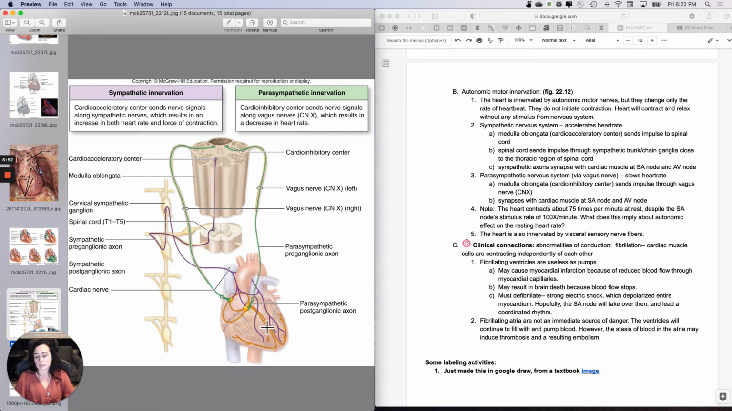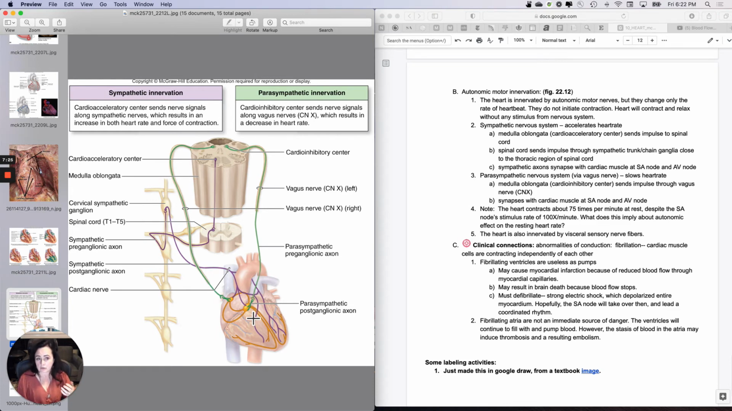And if the parasympathetic nervous system says something to the heart, it will say chill, slow down. But then if a tiger walks in the room, the sympathetic nervous system will send a signal down to the thoracic region of the spinal cord, out through a ganglion, and then it will go to the SA and the AV node, and it will tell it to increase. So the heart is innervated by autonomic motor nerves, but they can only change the rate. They can't initiate a contraction at all. The heart will contract and relax without any stimulus from the nervous system. It's just that you can't control the rate.